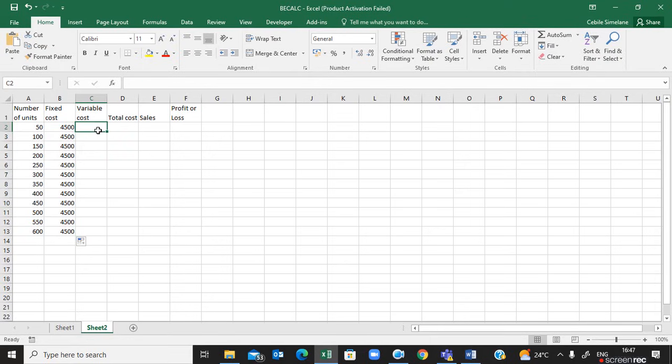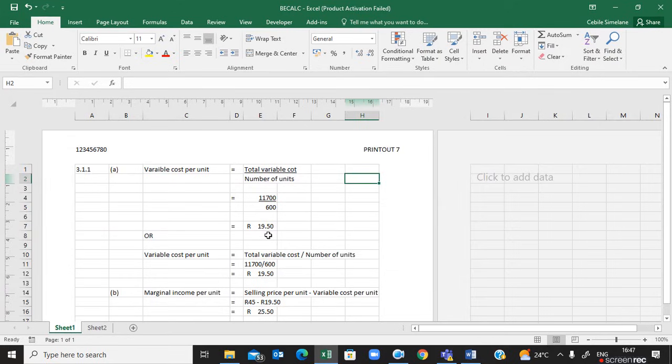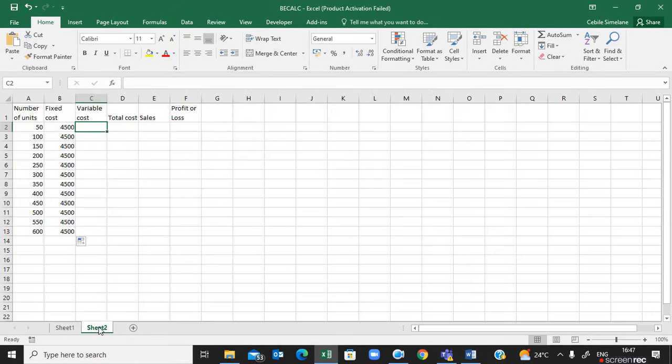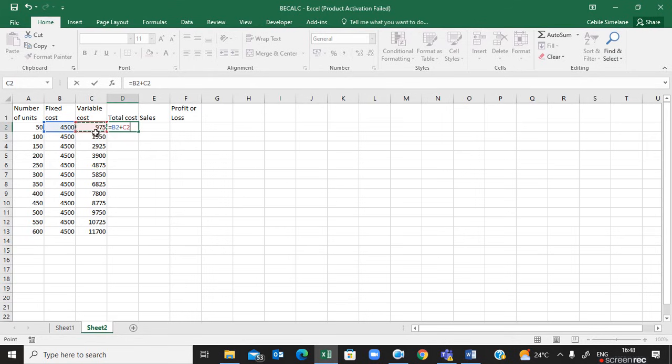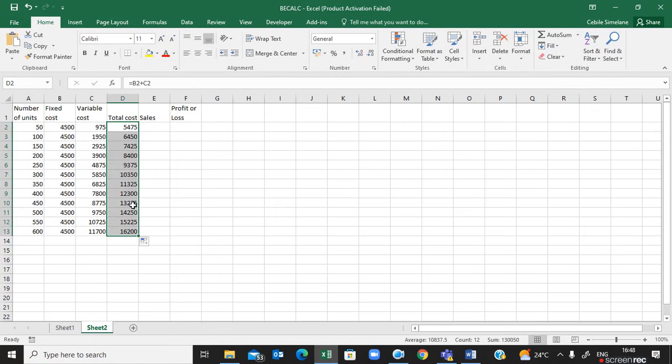And then the variable cost. According to the paper, you were required to calculate the variable cost per unit. You realized that it was 19 rand 50. So to calculate the variable cost for 50 units, you are going to say equals to, and then you click where there's 50 units, and then you multiply by 19 rand 50, and then it's going to give you the variable cost for the first 50, and then you can use the autofill handle just to get the variable cost for all the other units as they increase. You'll see that for each and every line, we are multiplying by 19 rand 50, which is the variable cost per unit. To get the total cost, we are going to say equals to fixed cost plus variable cost. Enter. Again, we are going to use the autofill handle to copy the formula to other cells.